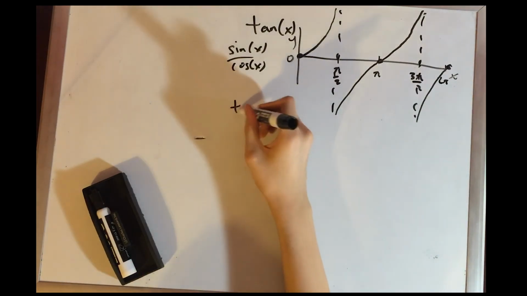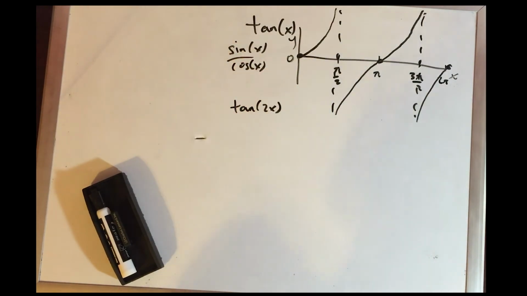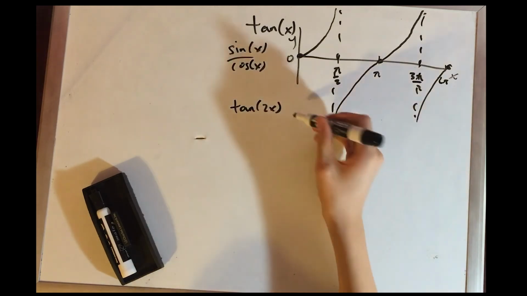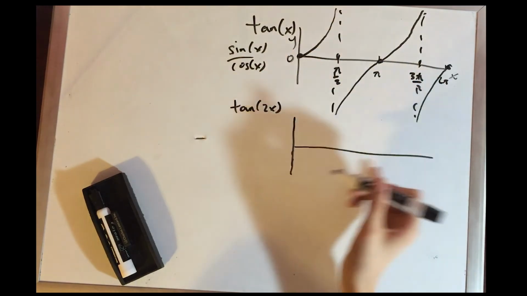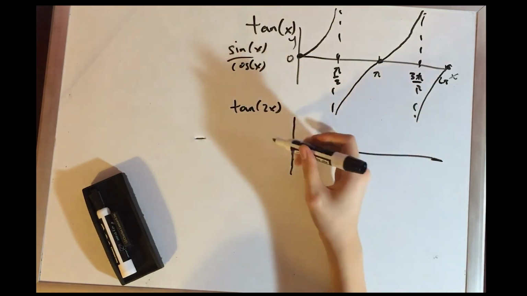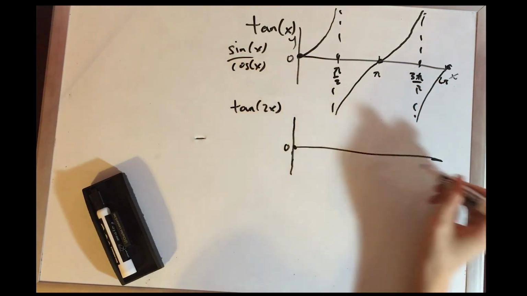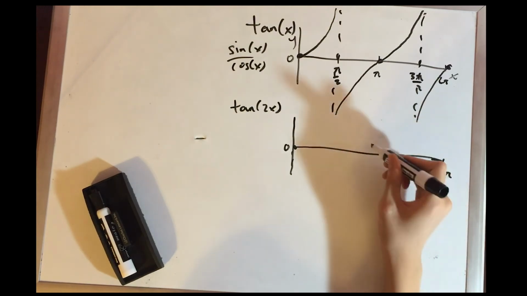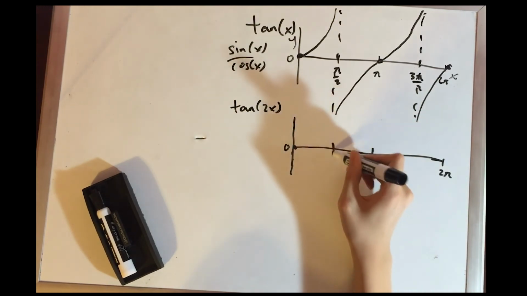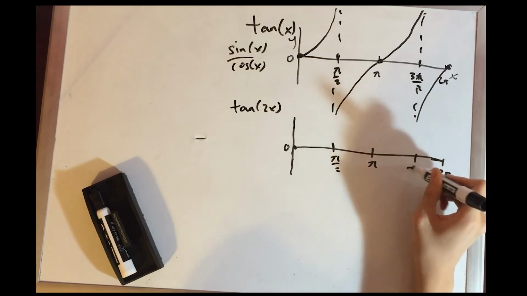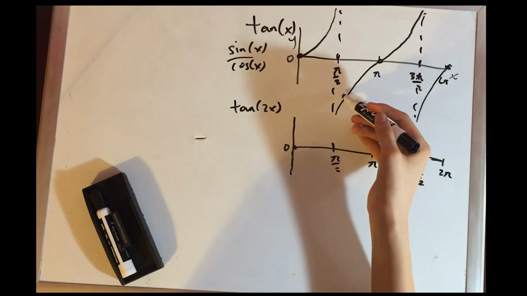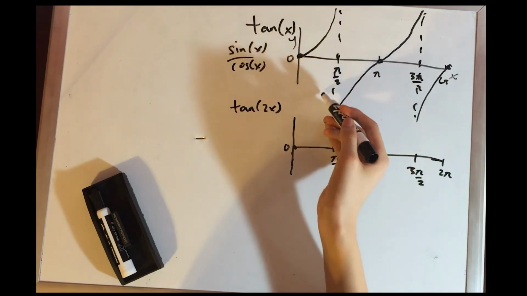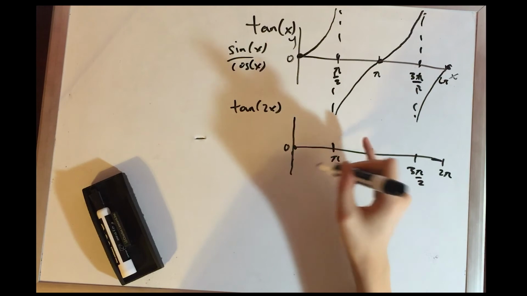So tangent of 2x is going to be a horizontal compression by 2 of tangent of x. So basically, we're going to shift all of the x values down by a factor of 2. So here's 2 pi, here's pi, here's pi over 2, here's 3 pi over 2. So before we had an asymptote at pi over 2, now it's going to be compressed to pi over 4. So here's where our asymptote is going to be.